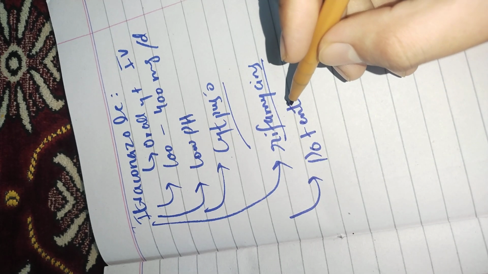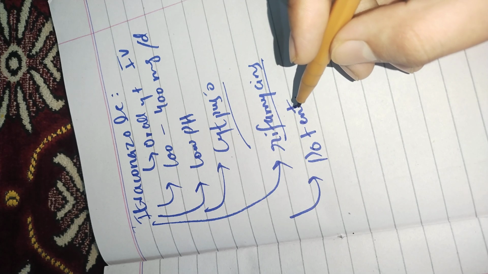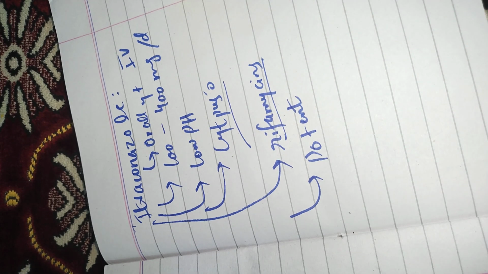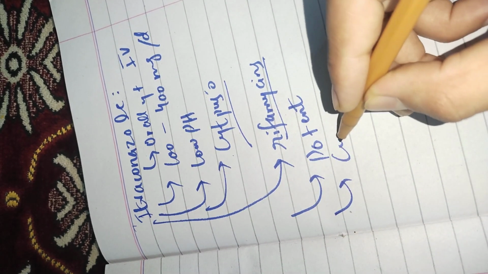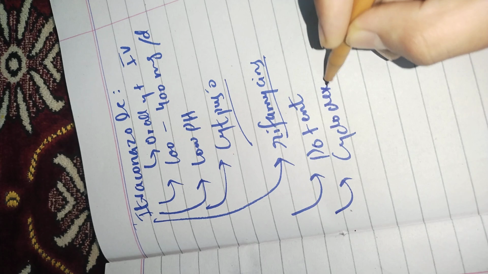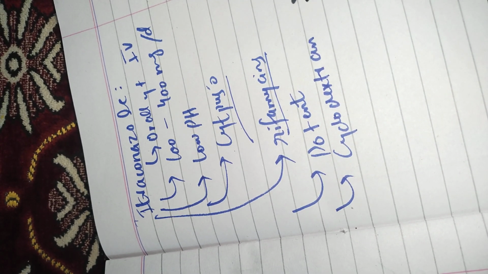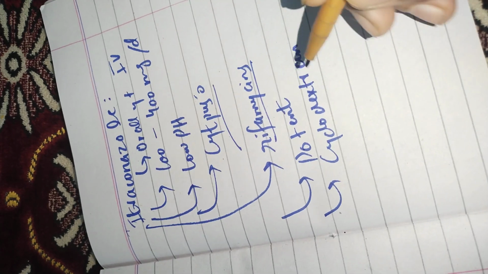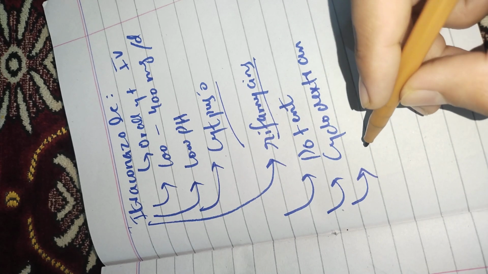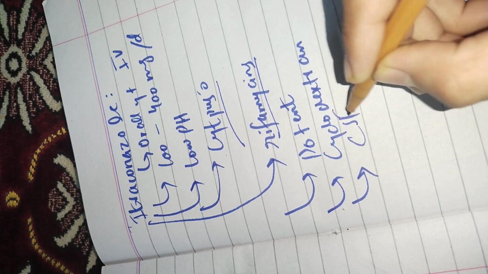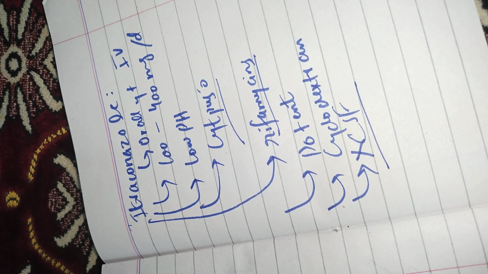For oral and parenteral use, cyclodextrin is used as a carrier molecule to enhance the solubility and bioavailability of itraconazole. Like ketoconazole, it also poorly penetrates the CSF. It cannot cross the blood-brain barrier, like ketoconazole.